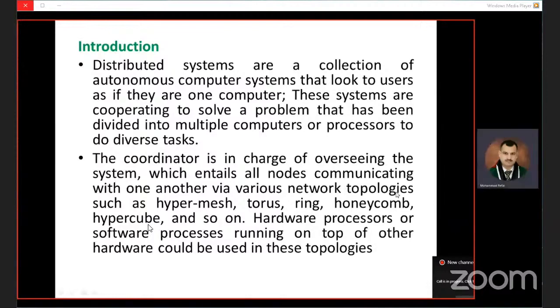The coordinator is in charge of overseeing the system, which entails all nodes communicating with one another via various network topologies such as hypermesh, torus, string, honeycomb, hypercube, and so on. Hardware processors or software processes running on top of other hardware could be used in these topologies.